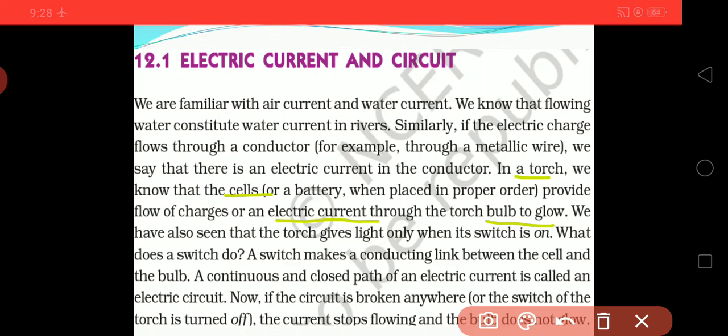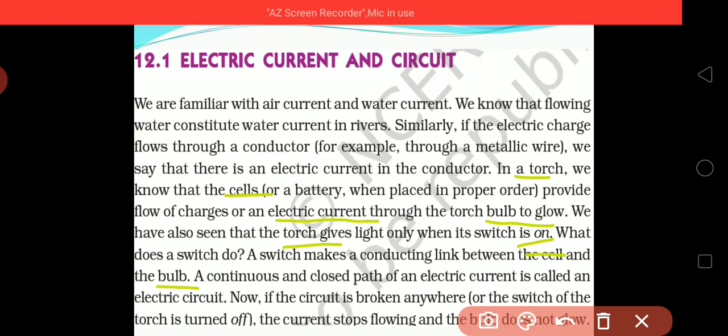We have also seen that the torch gives light only when it is switched on. Whenever the torch is on, at that time only does the light start to glow. What does a switch do? A switch makes a conducting link between the cell and the bulb. For connecting the cell and bulb, the switch plays an important role. Both of them get connected due to the switch.